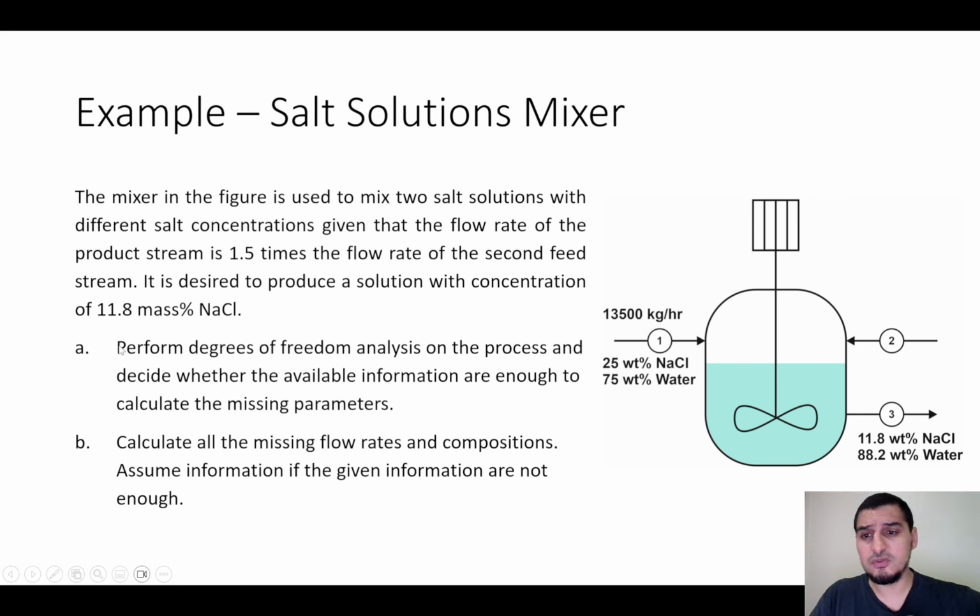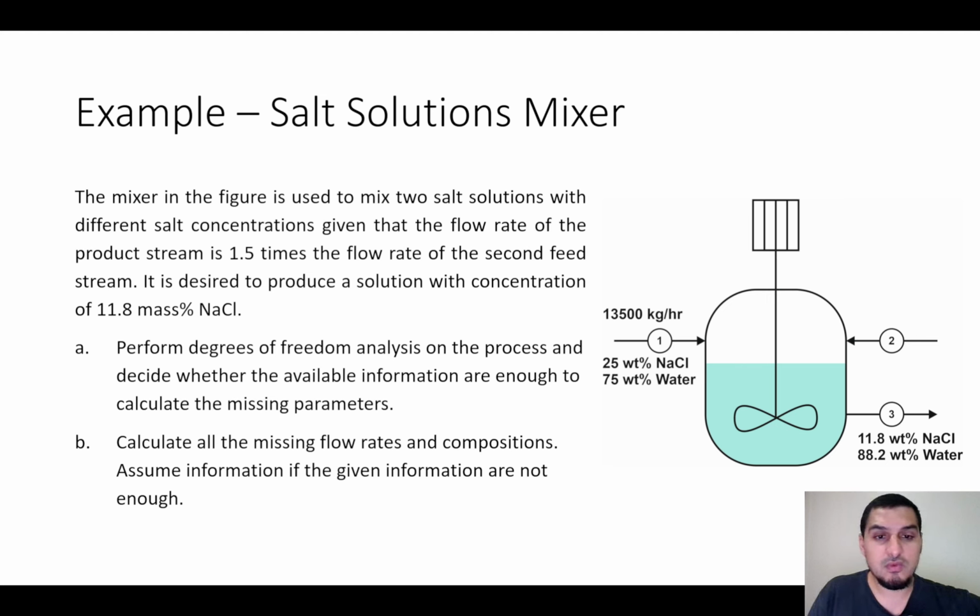And we are asked to first perform degrees of freedom analysis on the process and decide whether the available information is enough to calculate the missing parameters, and then to calculate the missing flow rates and compositions. So what we're going to do now, before we perform the degrees of freedom analysis, is to make sure that the flow sheet contains all the information.